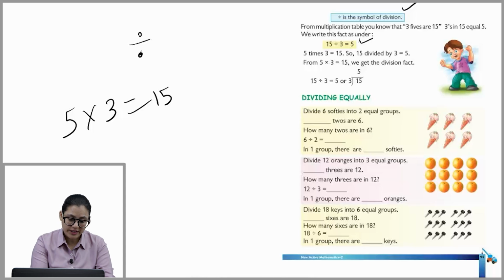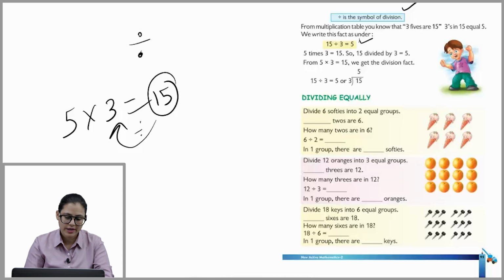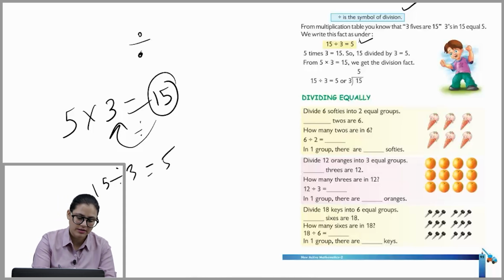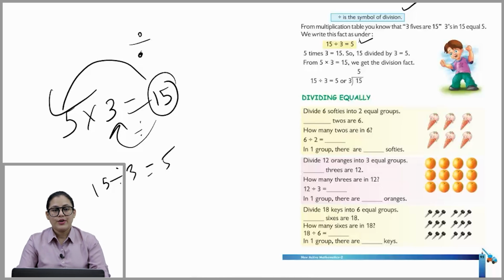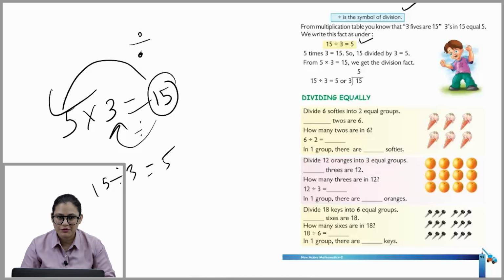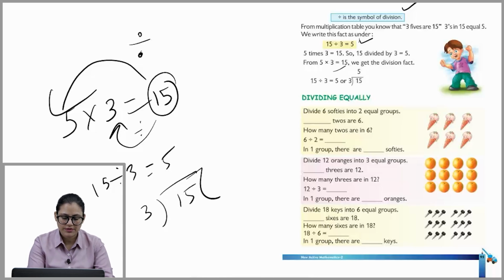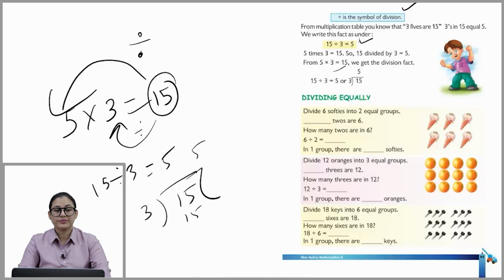So, 15 divided by 3 is what? 5. 15 divided by 3 is 5. You will get this answer. From 5 times 3 is equal to 15, we get the division fact, 15 divided by 3 is equal to 5, or simply you can do like this. 3 5s are 15.